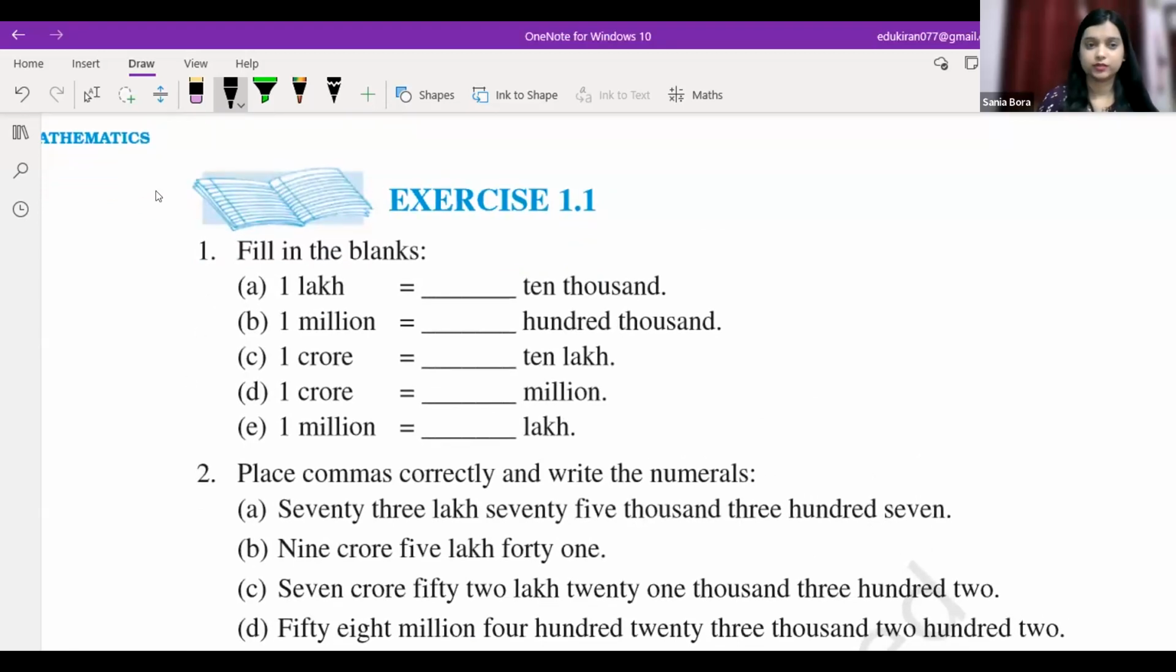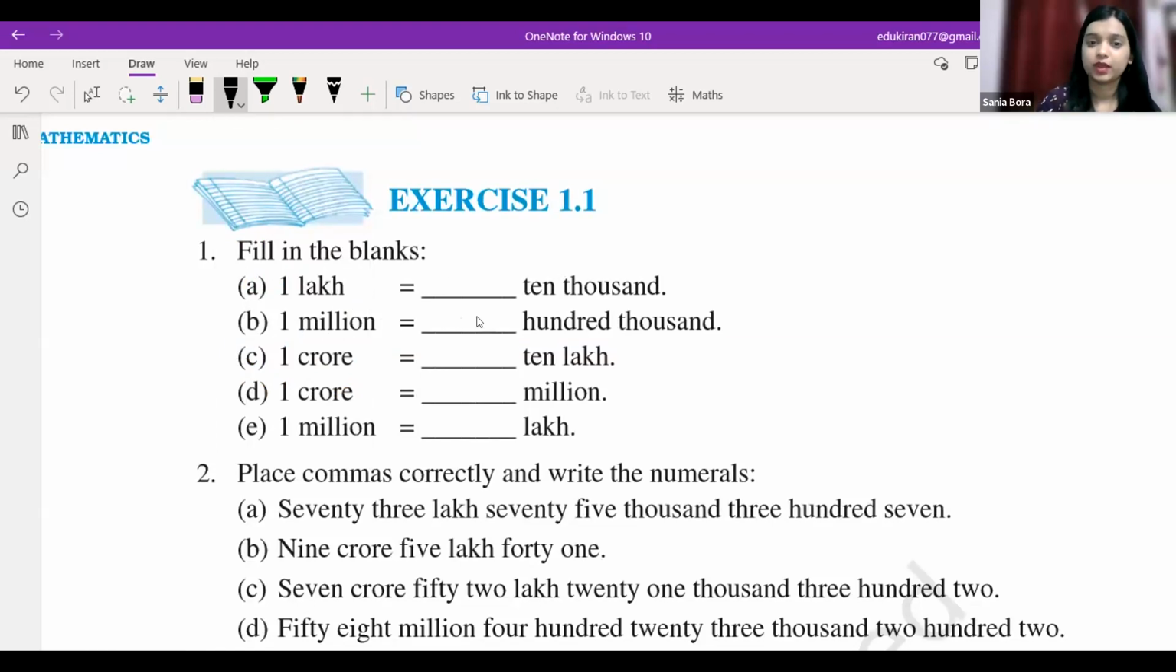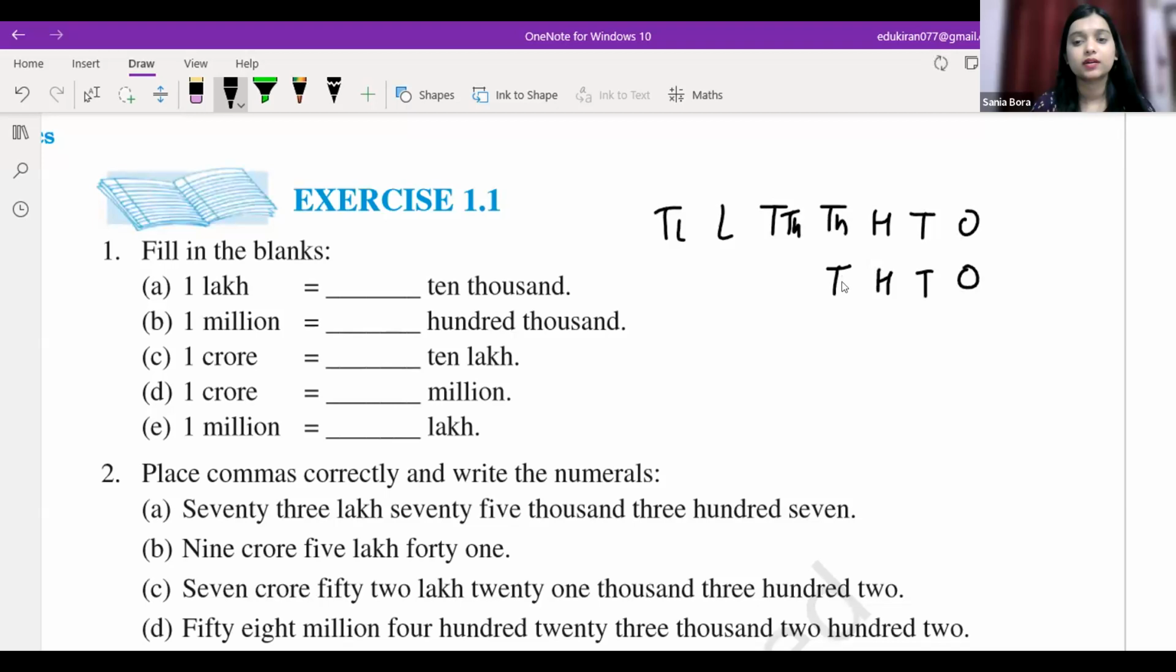The first question. So over here, ma'am, in the first question, it says you have to fill it. 1 lakh is equal to how many thousand? So what you are going to do is just compare the international and the Indian. For Indian ones: tens, 100, 1,000, 10,000, lakh, 10 lakh. For international ones: tens, 100, 1,000, 10,000, 100,000, then million, and so on, right?